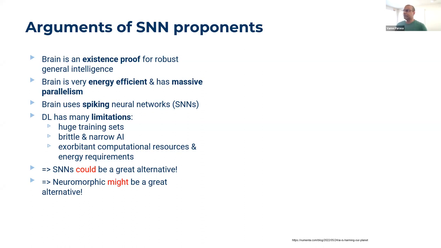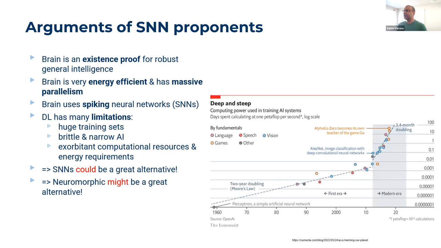Usually for spiking neural networks, abbreviated as SNNs, the usual chain of arguments is: the brain is an existence proof of robust general intelligence, and it is super energy efficient and has massive parallelism, and the brain uses spiking neural networks. We also observe that deep learning has many limitations. It needs huge training sets. It is very brittle and narrow. It needs a lot of computational resources, as shown in this graph below, and there is a lot of energy consumption because of these huge computational resources.